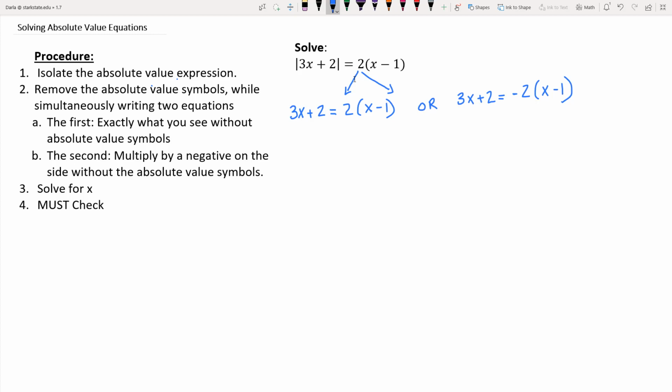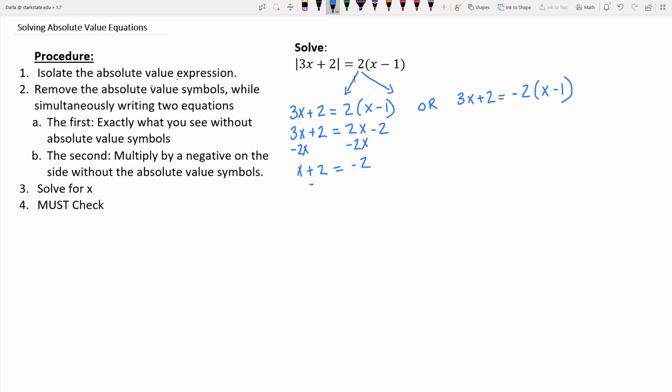And so then you would just go through and solve for x, and once you're done solving for x, you do have to check your solutions. Just because they work out doesn't mean they're actual solutions in the end. You could have extraneous solutions. And so we're going to go through our algebra and just simplify.